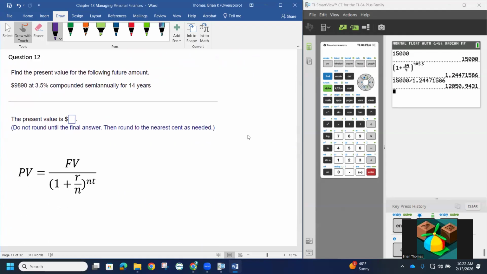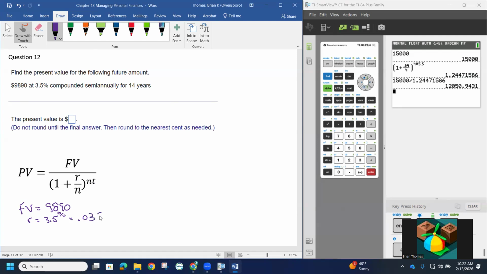Question 12 also says find the present amount for the future amount. Let's see if we can do another one of these. Again, we want to know our present value, so we have to know our future value, which is $9,890. The rate of interest is 3.5%, but I have to move the decimal two places to the left, so that's actually 0.035. A little tricky there.